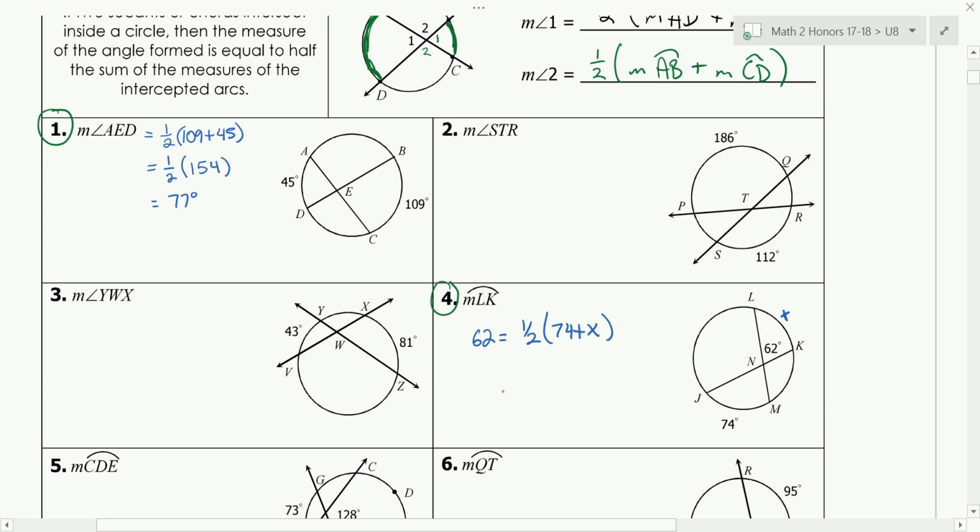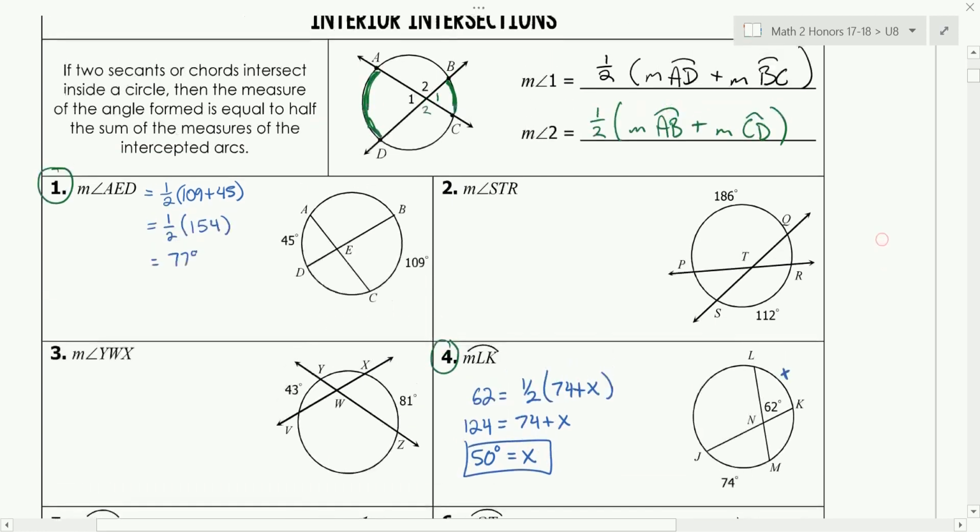Good. I think that's a great way to solve this. Multiply both sides by 2. You get 124 is 74 plus x. And then you subtract your 74 and you get what, 50? And we got it. Good. Okay. So there's just like two application problems to that theorem.